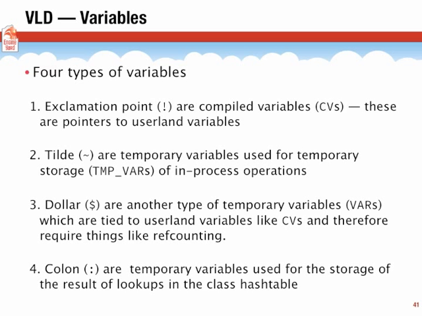Variables prefixed with a $ sign are another type of temporary variable. However, these are treated more like user-defined variables with ref counting. The final type of variable are prefixed with a colon. These are temporary variables specifically for the storage of class hash table lookup results.